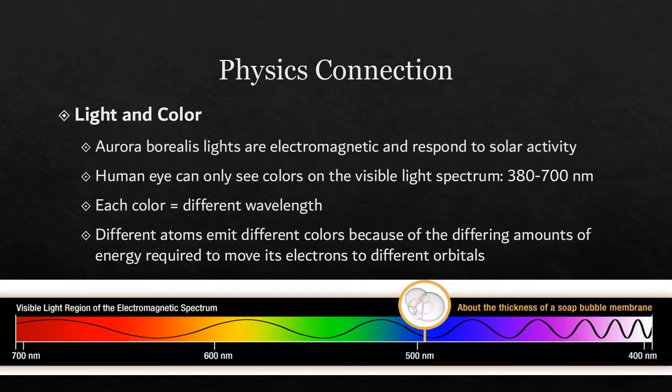So how does this connect to light and color? Well, as we learned in class, light is electromagnetic, so it makes sense that it responds to solar activity, such as the release of charged particles and their interaction with the Earth's magnetic field. It's also important to have an understanding of what wavelengths produce which colors of light on the visible light spectrum, which are the only colors the human eye can see. Different elements require different amounts of energy to excite its electrons, which is why different colors correspond to different elements. The colors depend on the wavelength of the photon being emitted when the excited atom returns to its ground state.